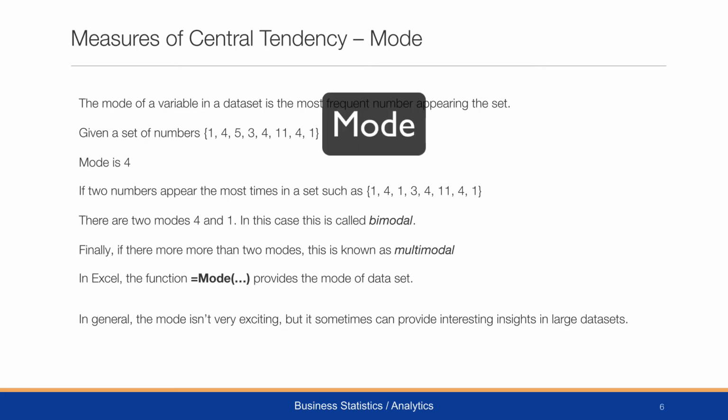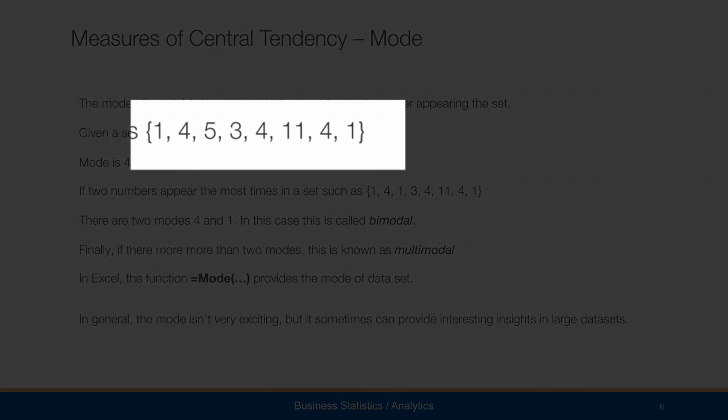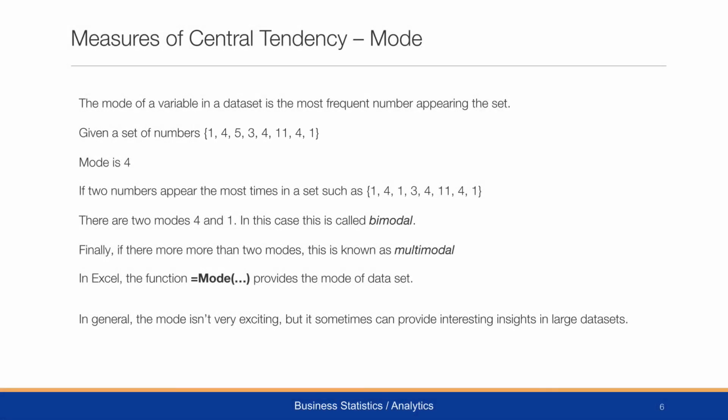The mode of a variable in a data set is the most frequent number appearing in the set. So given a set of numbers 1, 4, 5, 3, 4, 11, 4, 1, the most frequent here is 4. So the mode is 4.